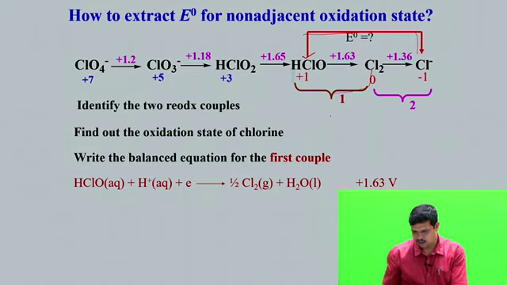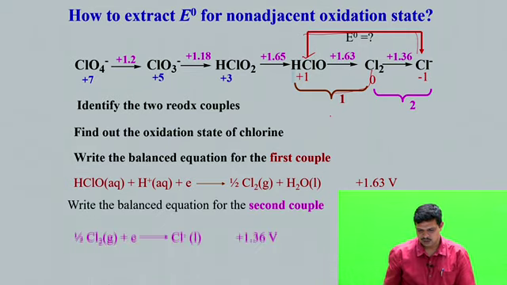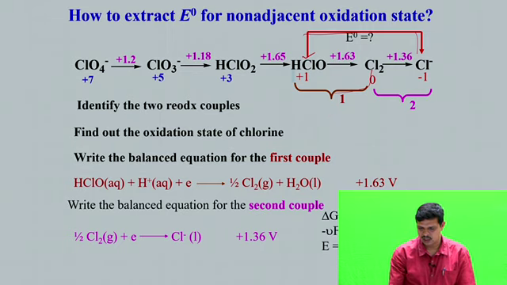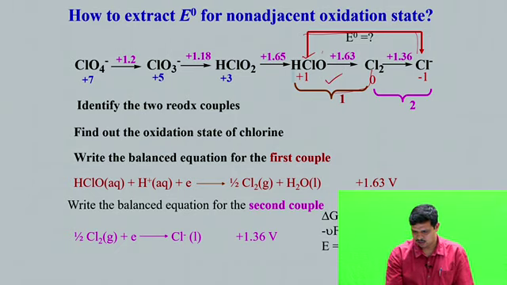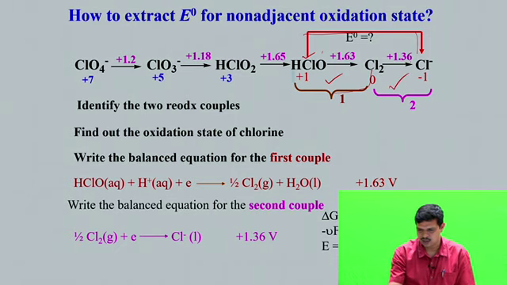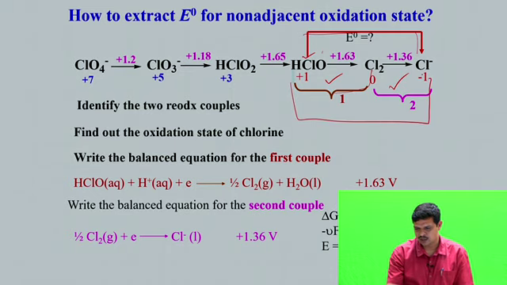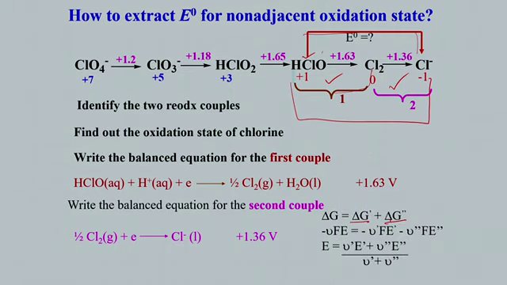And then you calculate the delta G. So you write the equation for this one, and for this one, and then you add them, and you will get the delta G0 of this one, and from there you will get the E0 of this. It is very easy, it is nothing but just doing simple arithmetic.